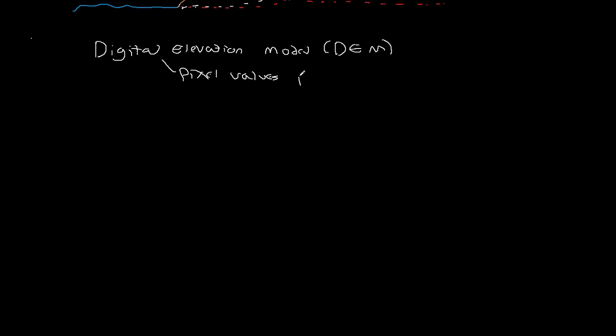Specifically, when we're talking about raster data in terms of elevation, we're talking about a digital elevation model, or DEM. With the digital elevation model, basically we're creating an image, but the image pixel values represent elevation.